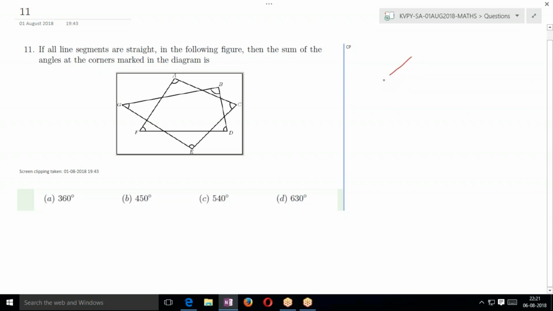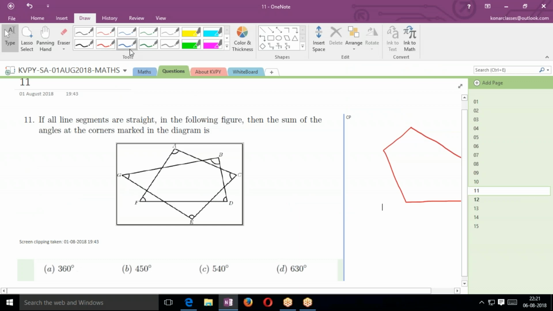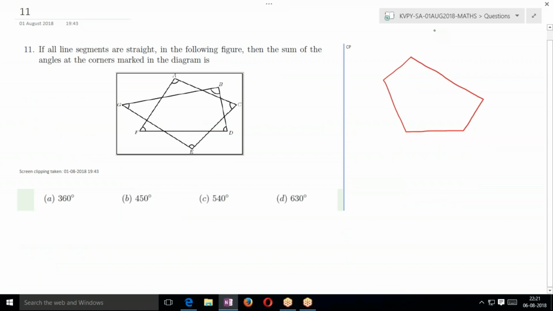So this is a polygon. If I draw something like this, okay, so this is a polygon. So what is the interior angle? Let me show you the interior angle. Let me draw it in a different color. Okay, so this is an interior angle. This angle, which I marked in green, is called the interior angle.